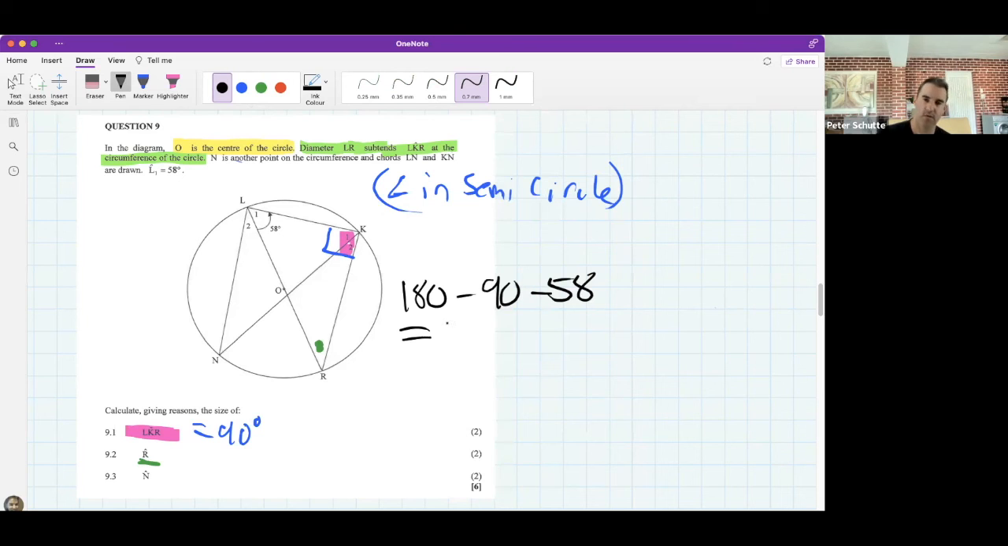72. Yeah, so, no, wait, that looks a bit big. Let me just check. 180 minus 90 minus 58. I get 32. Oh, 32, sorry. Yeah, no, that's fine. So 32, and the reason is just going to be sum of angles in a triangle.